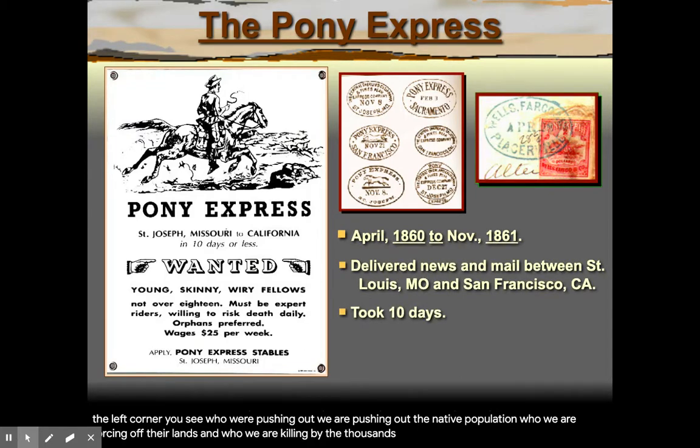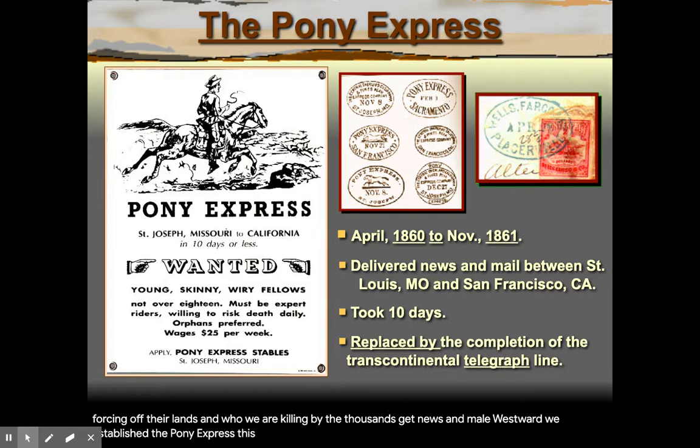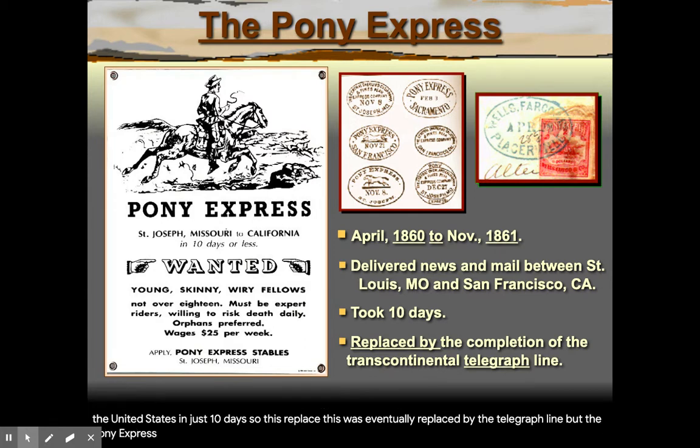In order to get news and mail westward, we established the Pony Express. This only lasted for about a year and a half, but it was able to get mail across the United States in just 10 days. It was eventually replaced by the telegraph line, but with the Pony Express, young men got on horses and rode westward, even to right here in Sacramento.